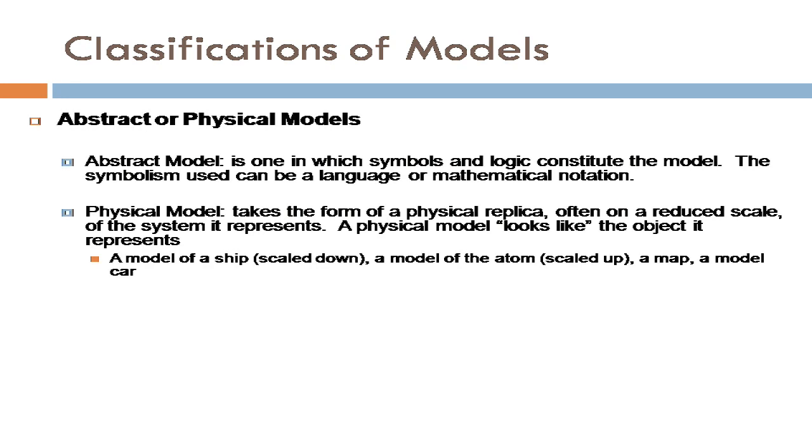Abstract or physical models. Abstract is about symbols. It's about logic that constitutes the model. You can diagram it. You can have it in your mind. It can be through some sort of programming language or pseudocode or mathematical notation. While a physical model is the actual physical replica on a reduced scale of the system. So that's usually seen for engineers.